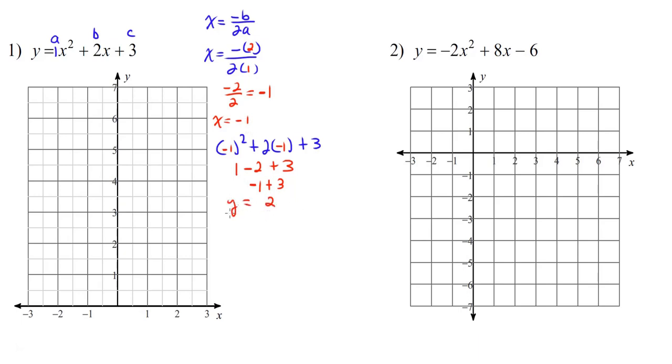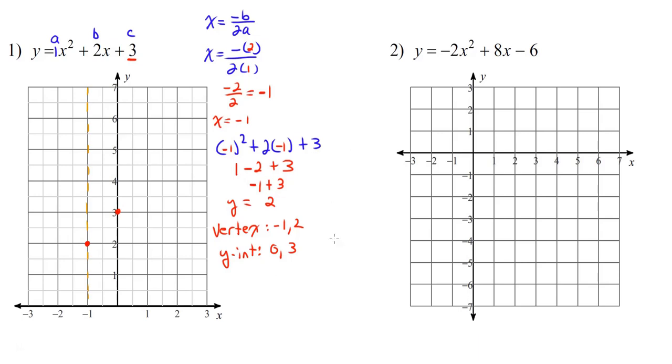So our vertex is at the point negative 1, comma 2. So we can go here, negative 1, comma 2. And that's where our vertex goes. And remember that this is also the axis of symmetry, the fold line of our parabola. We also know one other point because we know that the c value is our y-intercept. So our y-intercept is 0, 3. So we can go ahead and put that in right here.